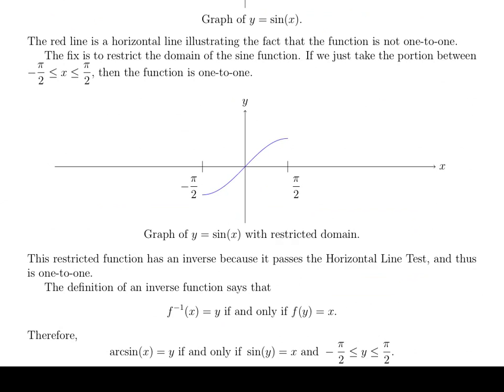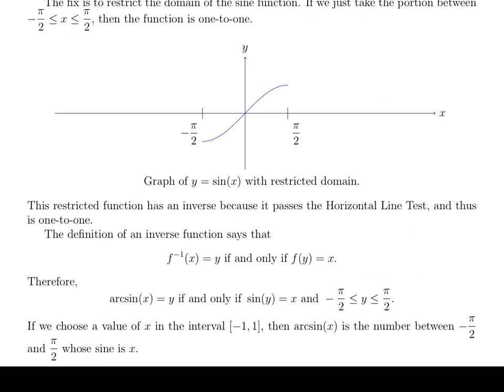So I'm going to call this inverse function arcsine. So arcsine of x is equal to y if and only if sine y is equal to x. And it's important that the value of y has to be between negative pi over 2 and pi over 2. So we're restricting the inputs into this sine function to be between negative pi over 2 and pi over 2.